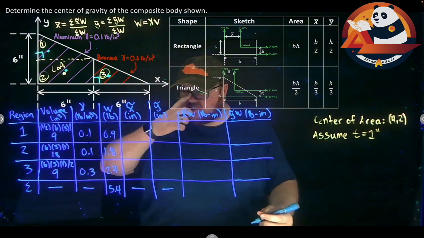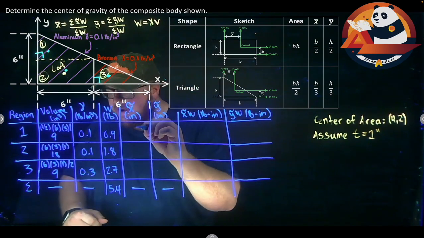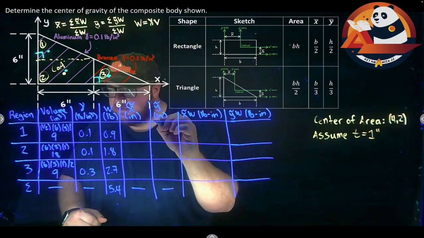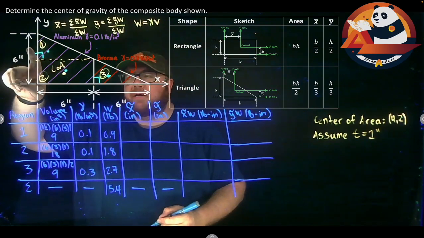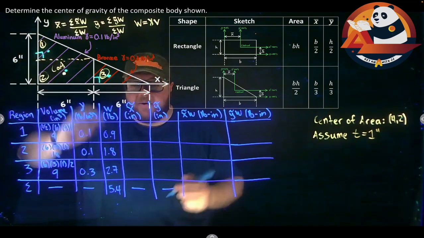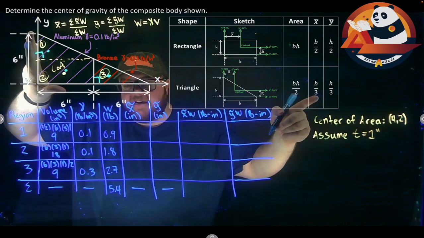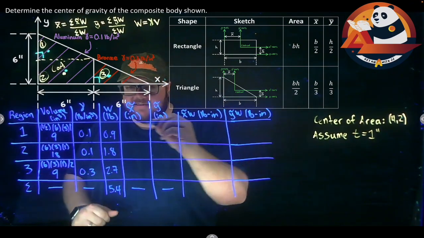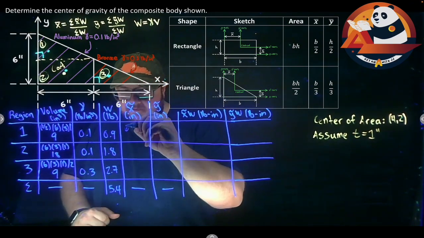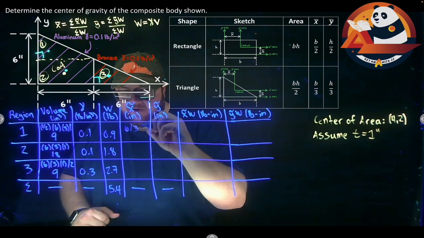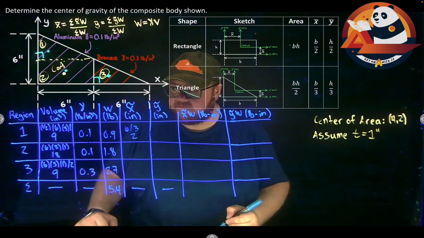So if that whole base is 6, x tilde for shape 1 would be a third of the way in from the 90-degree corner. Base divided by 3. The y-axis is at that 90-degree corner, so I can directly apply this. 6 divided by 3 gets me to 2.